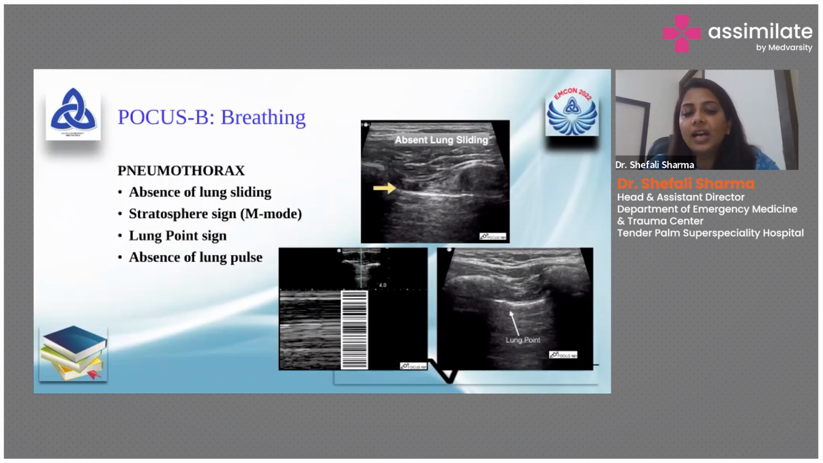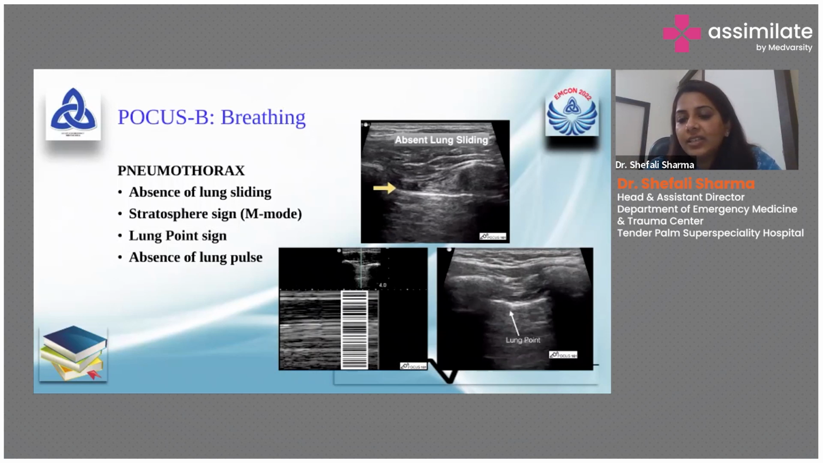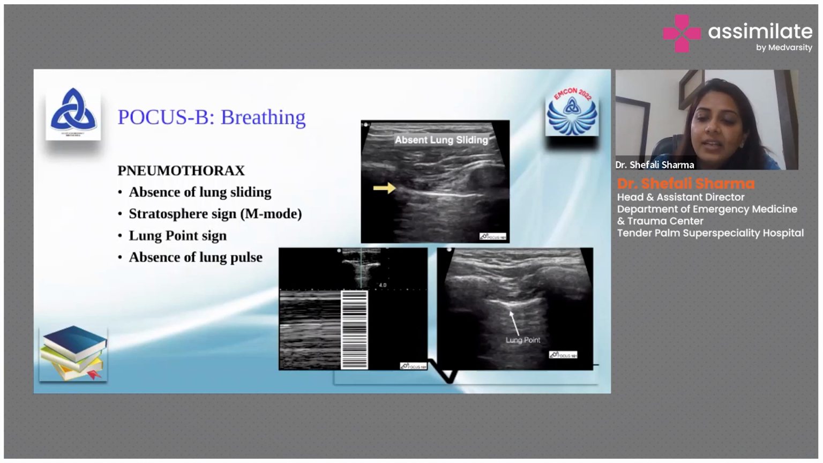And the third video is showing the lung point sign. What happens is when the pneumothorax is not that big, there would be a normal lung, and adjacent to it there would be a pneumothorax, a pocket of air. At the pocket of air, you will get absent lung sliding, and when the normal lung starts, you will get a lung point. In that third video, the sliding is happening, and then it stops at a point that is called the lung point, and beyond that there is no sliding happening.